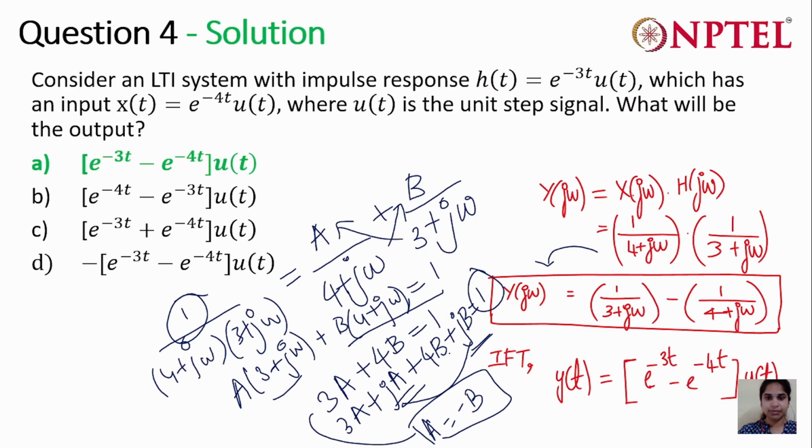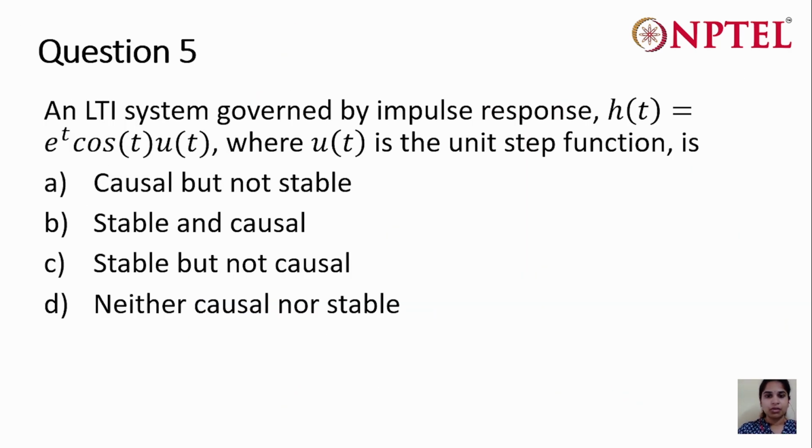Moving on to the next question. We have an LTI system whose impulse response h of t is equal to e power t cos t into u of t, where u of t is the unit step function. What kind of a system is this? Is it a causal system? Is it a stable system? Or which of these combinations? Our impulse response is e power t cos t u of t. Based on our impulse response, we should be able to find what type of a system it is.